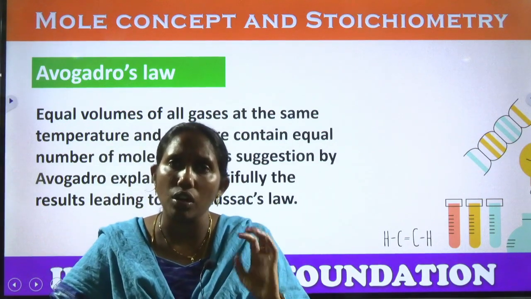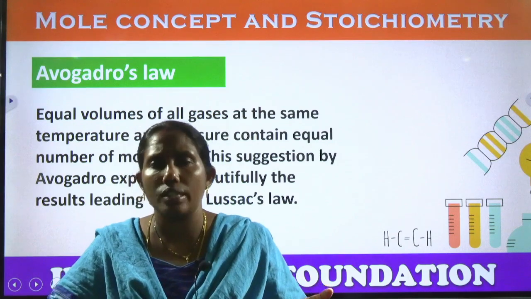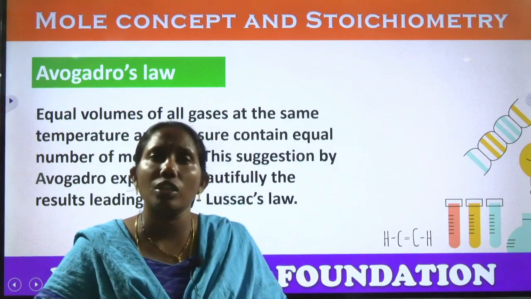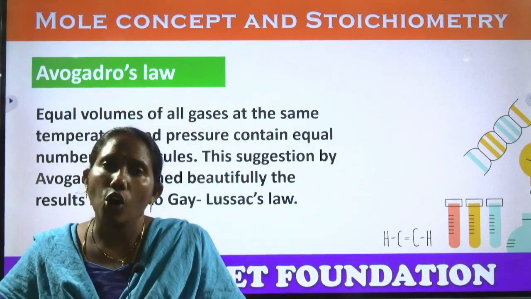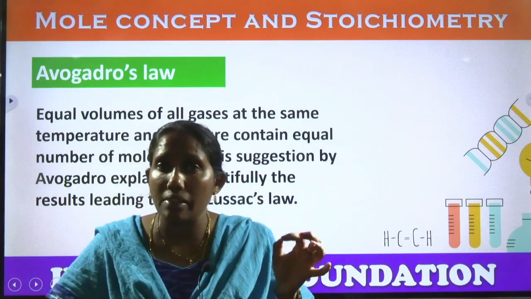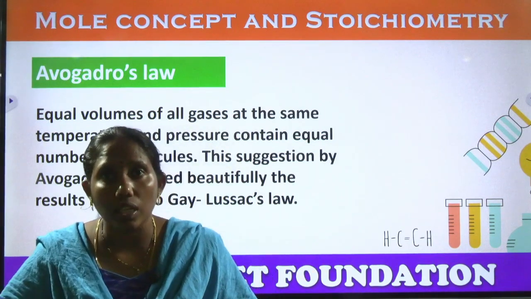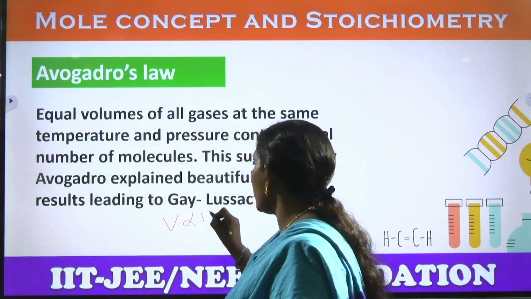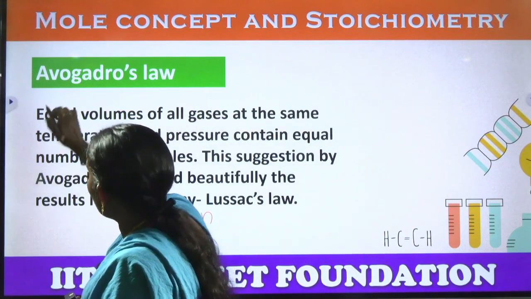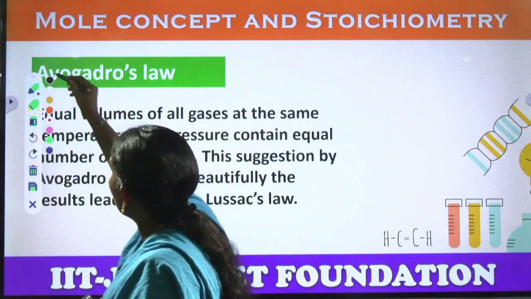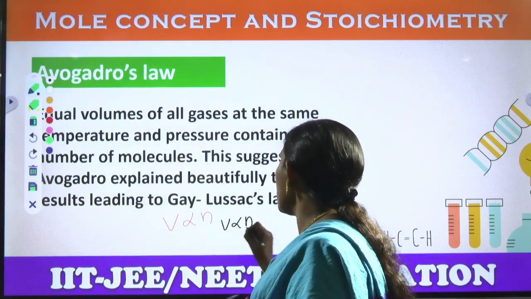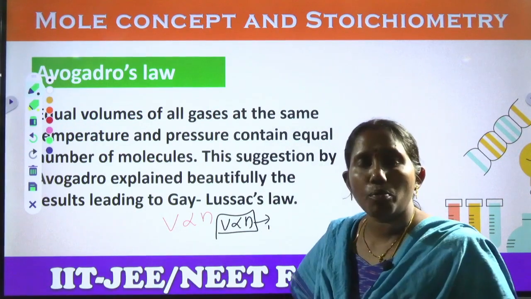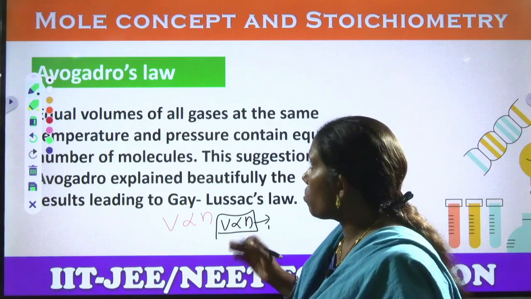That 100 ml of water will always contain a constant amount of water molecules. 100 ml always contains, suppose, 20 molecules. There is no change in the water molecules. Always 100 ml of water will have the same number of water molecules, unless we change the pressure and temperature conditions. Volume is directly proportional to small n, the number of moles. V is proportional to n. V is volume and n is the number of moles or number of molecules. So this is Avogadro's law.